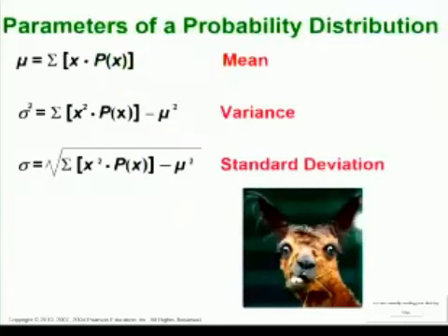I love that picture. The parameters of a probability distribution. Remember the difference between parameter and statistic? Statistic refers to a what? It's a measurement of a characteristic of a sample, and a parameter is a measurement of a population. So that's why we're using mu for the mean here and sigma for the standard deviation.